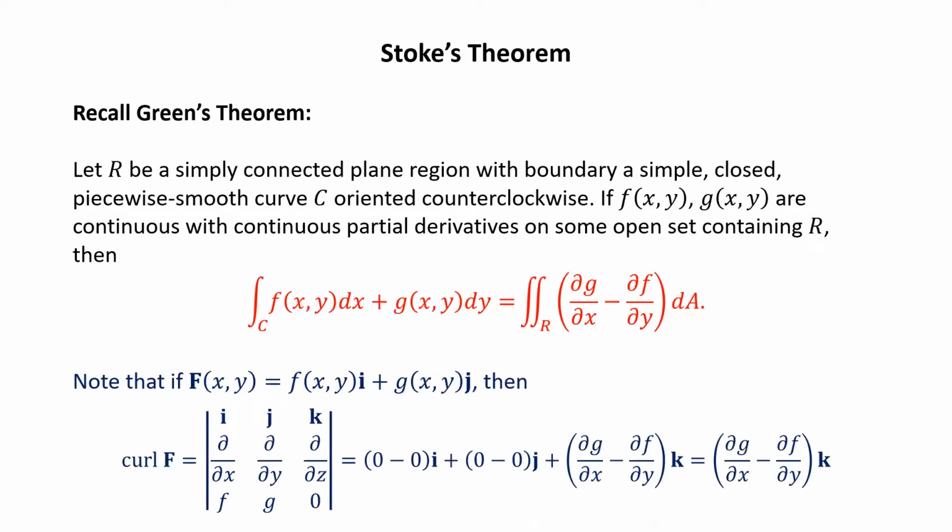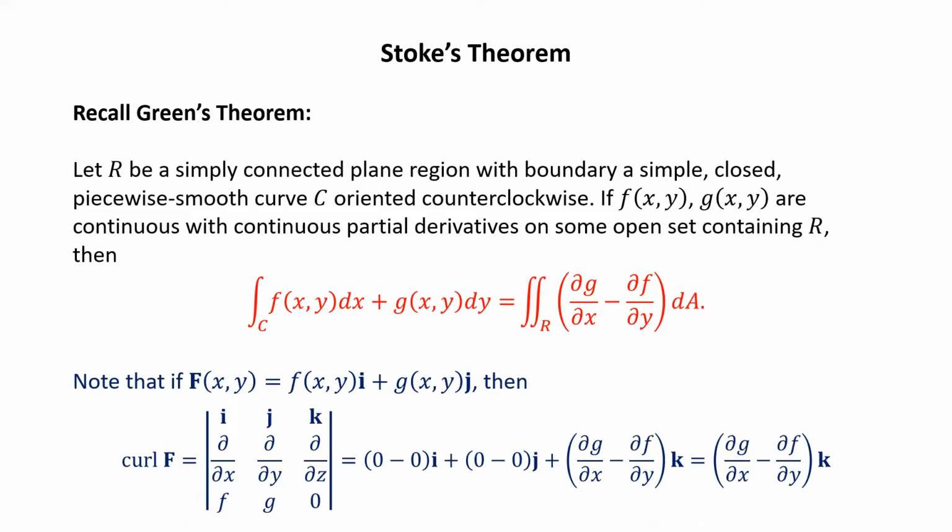Note that if F is the vector field f(x,y) i plus g(x,y) j, then the curl of F is the determinant that in the bottom row has f, g, and 0 as components, because the k component of the vector field F is 0. So that's equal to 0 minus 0 i plus 0 minus 0 j plus the partial of g with respect to x minus the partial of f with respect to y k.